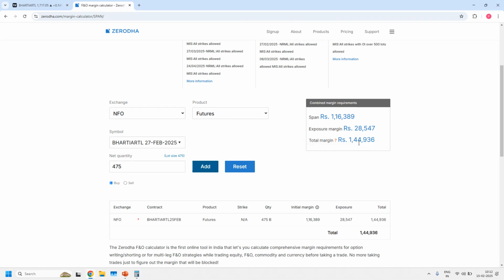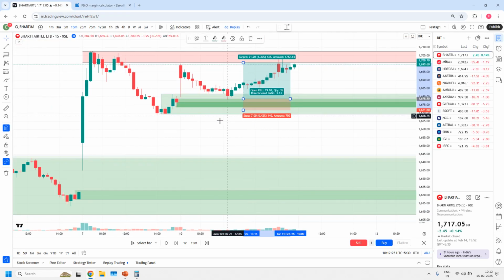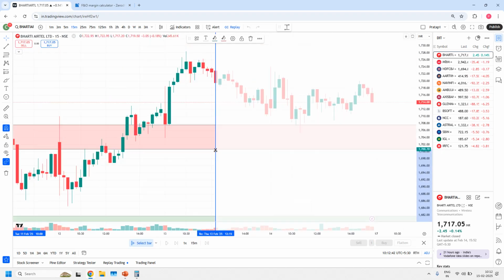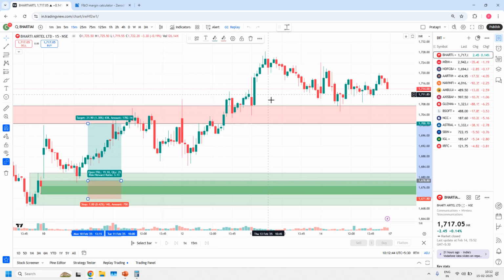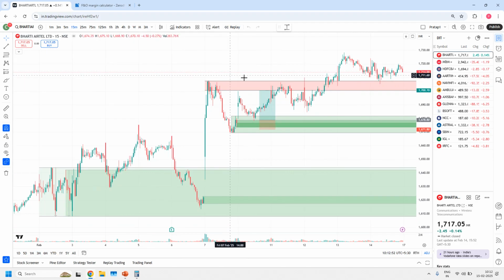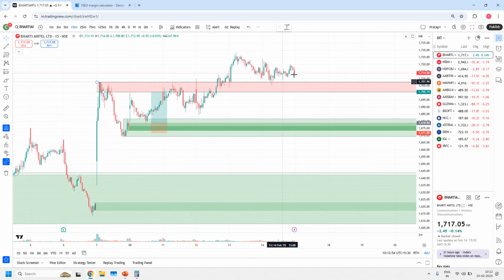Okay, this is 1,44,936. This is today's price. Let us see how far our price is from this current zone. Based on that, roughly I will calculate. I can at least predict some value. So now I am removing this replay bar. Okay, so the price is here.